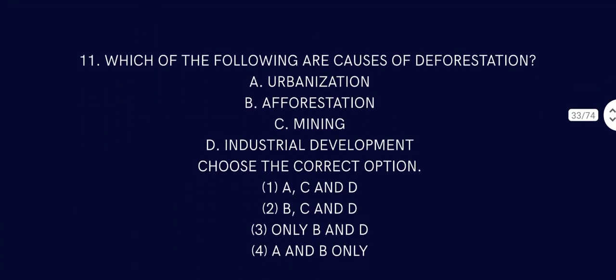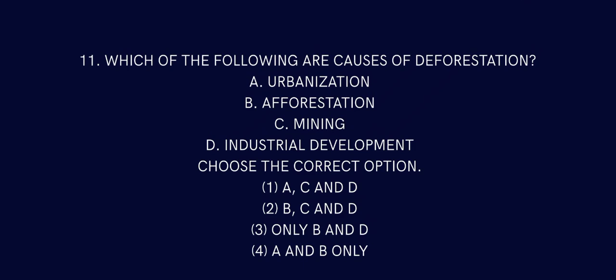Question number 11. Which of the following are causes of deforestation? Urbanization, of course, causes deforestation, because if you are going to make a town by cutting a forest, then it is deforestation to form an urban area. Afforestation is something where you plant trees, so that's not. Mining, of course, happens by cutting down trees, so that is also a cause of deforestation.